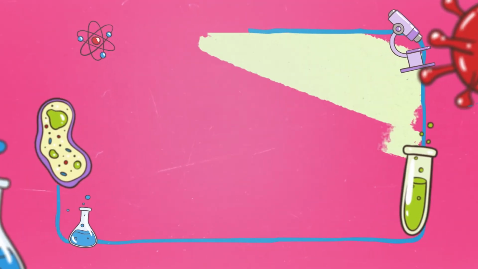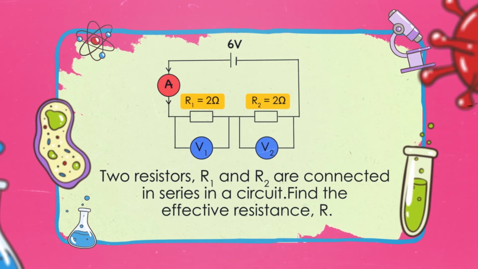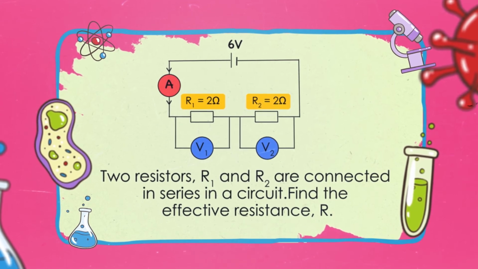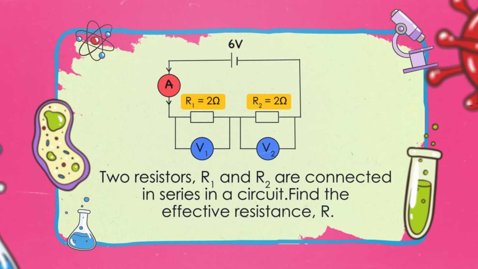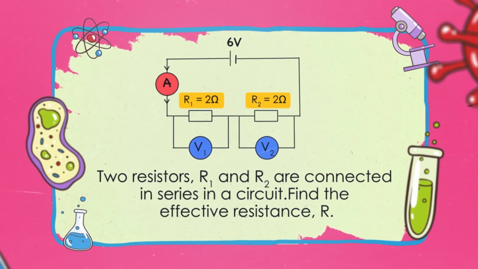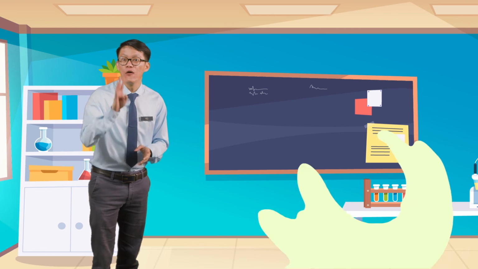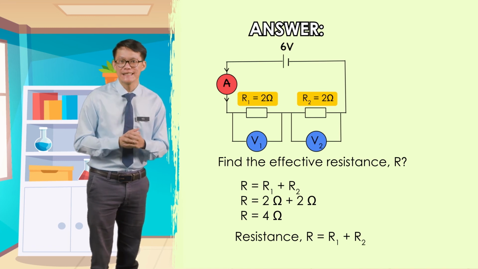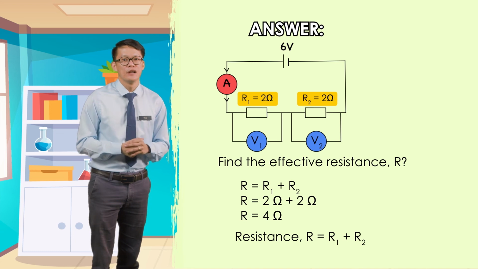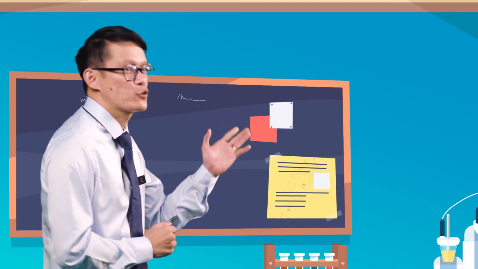Question 2. Look at the figure. Two resistors, R1 and R2, are connected in series in a circuit. Find the effective resistance, R. Very good. The answer is 4 ohm. To calculate the total overall resistance of a number of resistors connected in a series circuit, you must add up the individual resistances. Let us move on to the next question.